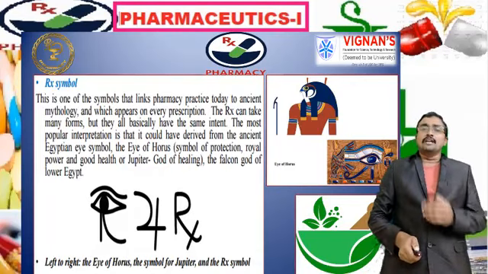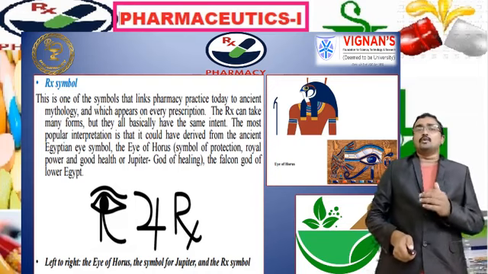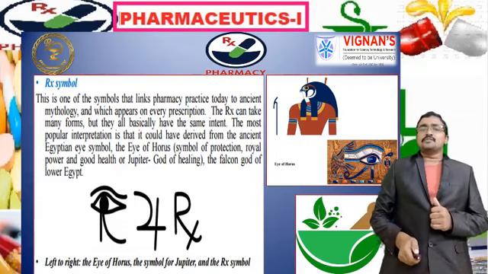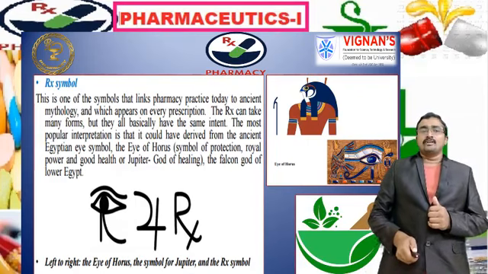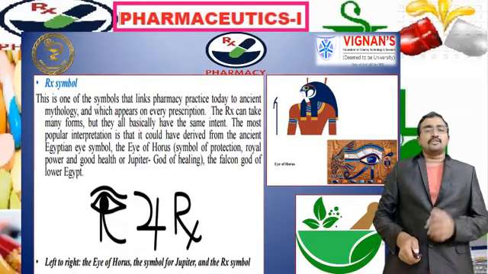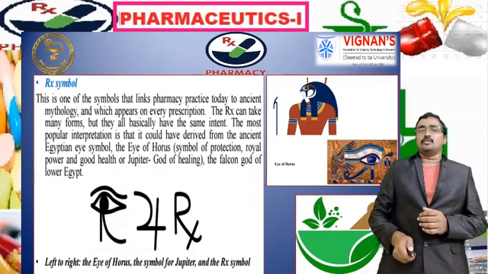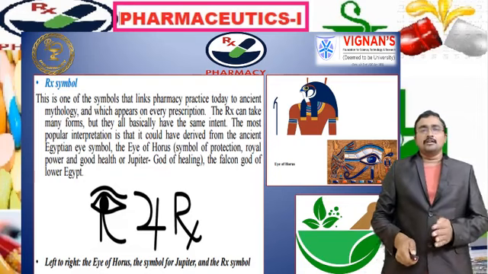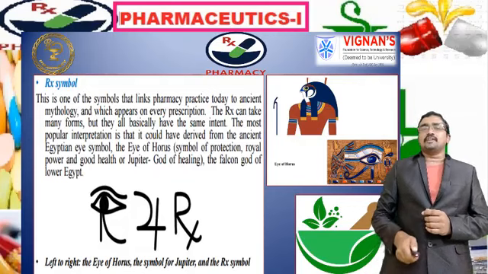The Egyptians believed that it is the falcon of the god, mainly for the lower Egyptian people. If you see the Egyptian eye, it looks like an Rx symbol. From left to right, the first one is the eye of Horus, the symbol for Jupiter, followed by a symbol for Jupiter in the middle, and the Rx symbol. So the Rx symbol mainly came from the Egyptian eye.